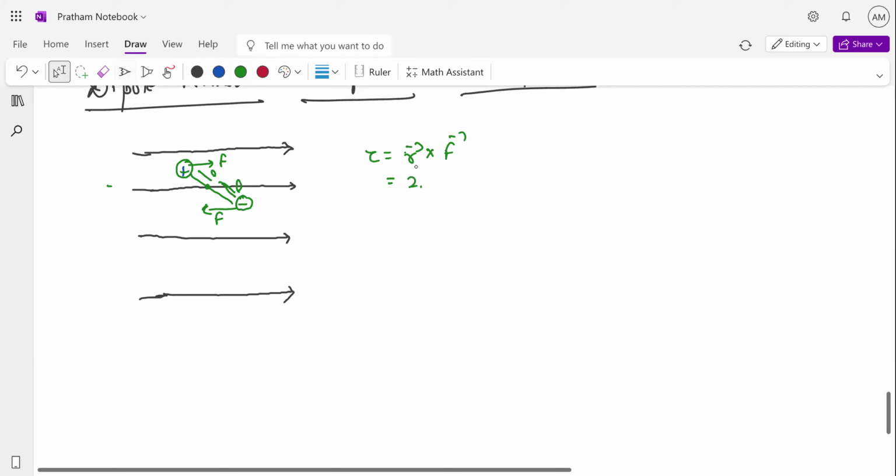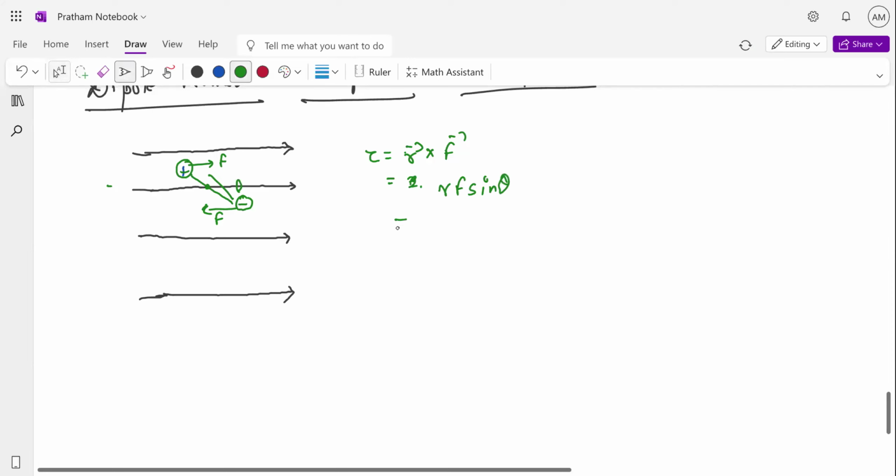Okay. Let's not write 2L and all. Make it very simple by keeping it L. So this is L length overall. So remove it, L cross F. If you put it into a scalar quantity, make it scalar, what are you going to get? R F sine theta. Clear?